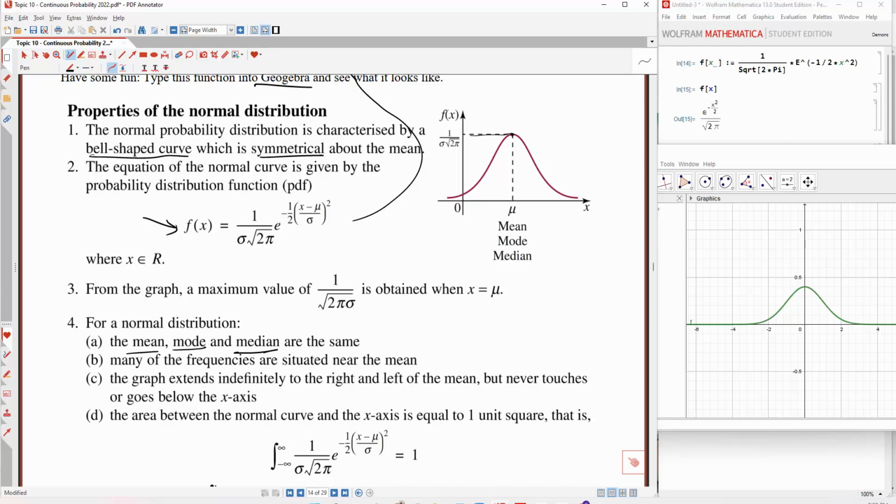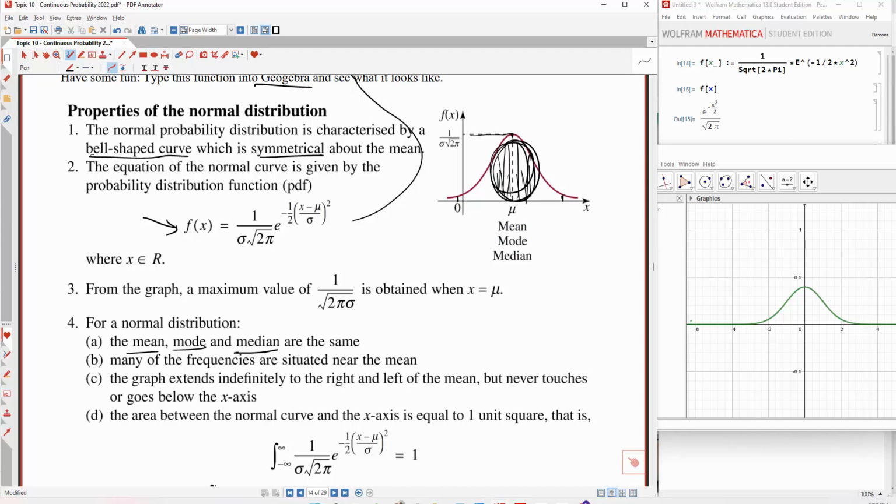Many of the frequencies are situated near the mean, so you can see here that a lot of the values come around the mean. So we get a lot of the values there with relatively few at either end, which is typical of the normal distribution. If we looked at, say, heights of students in year 12, you'd have a lot hovering around the mean, and then you'd have some really tall, some not so tall.